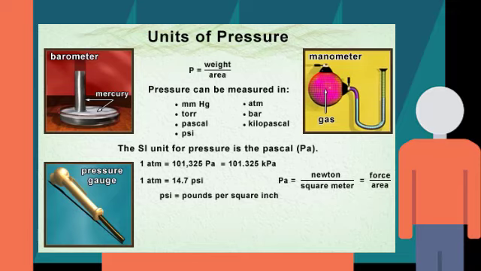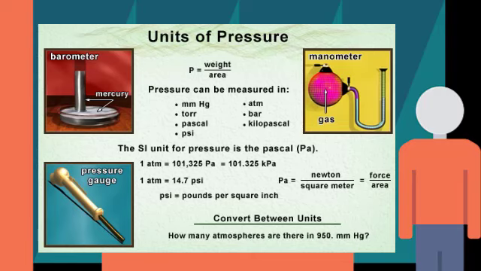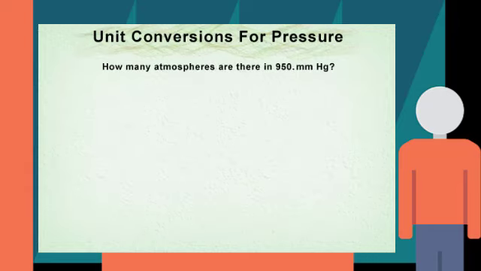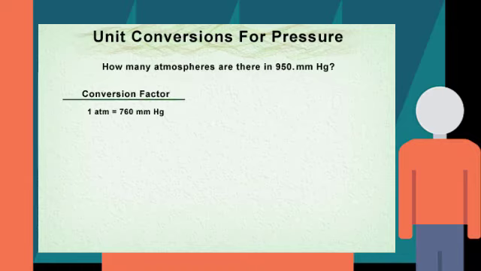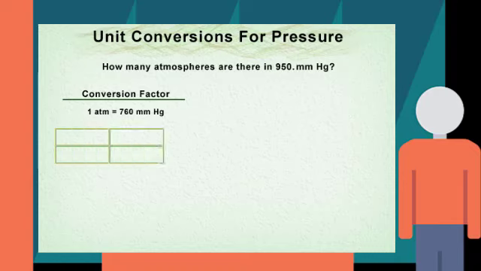Because there are so many different units for pressure, it is very important to be able to convert between different units of pressure. For example, suppose you need to know how many atmospheres there are in 950 millimeters of mercury. As you will see in the next scene, this can be done using conversion factors. To determine how many atmospheres there are in 950 millimeters mercury, you must know that 1 atmosphere is equal to 760 millimeters mercury. To do the conversion, organize the information as shown on the screen.